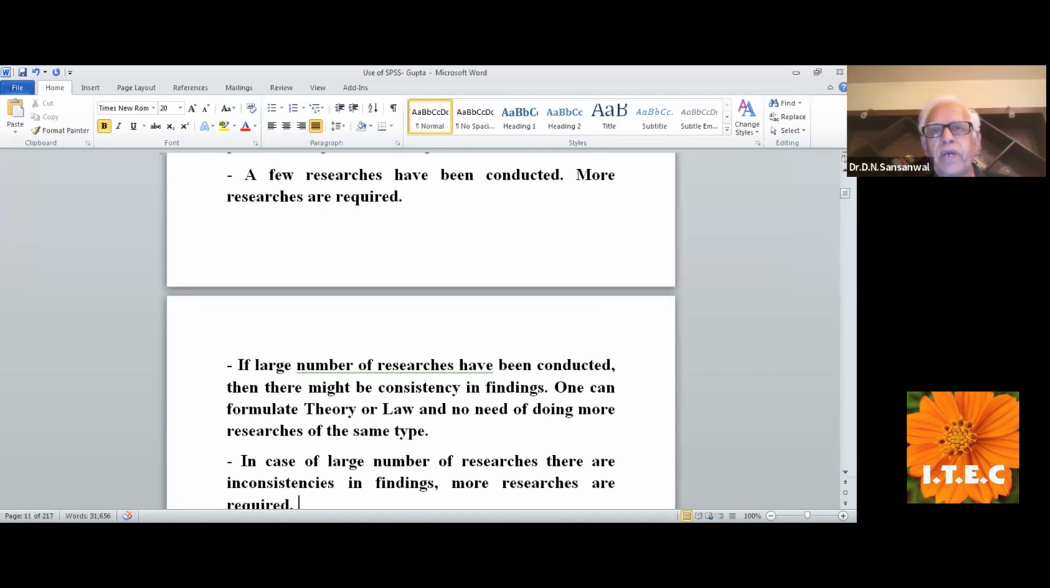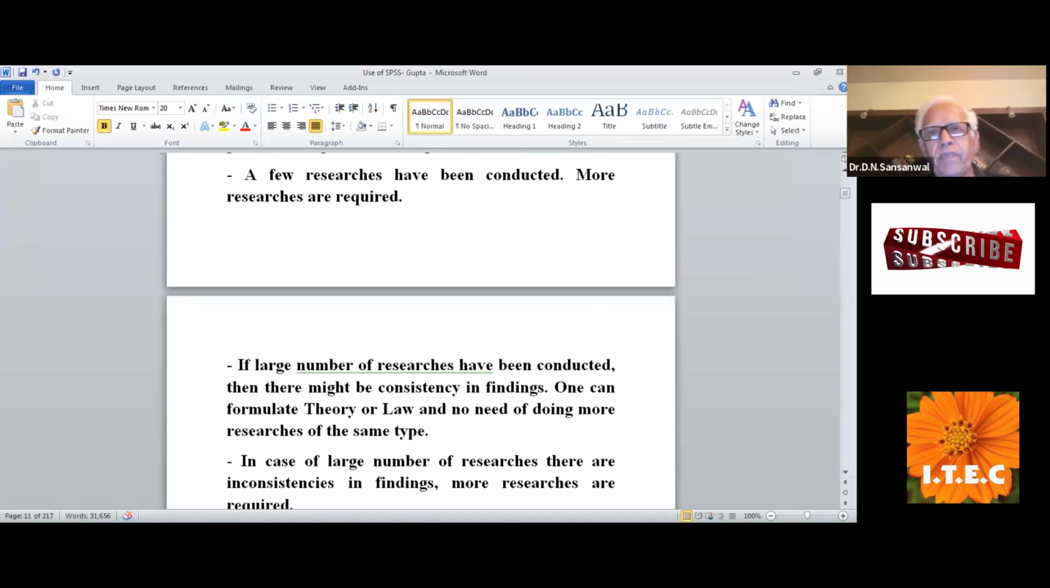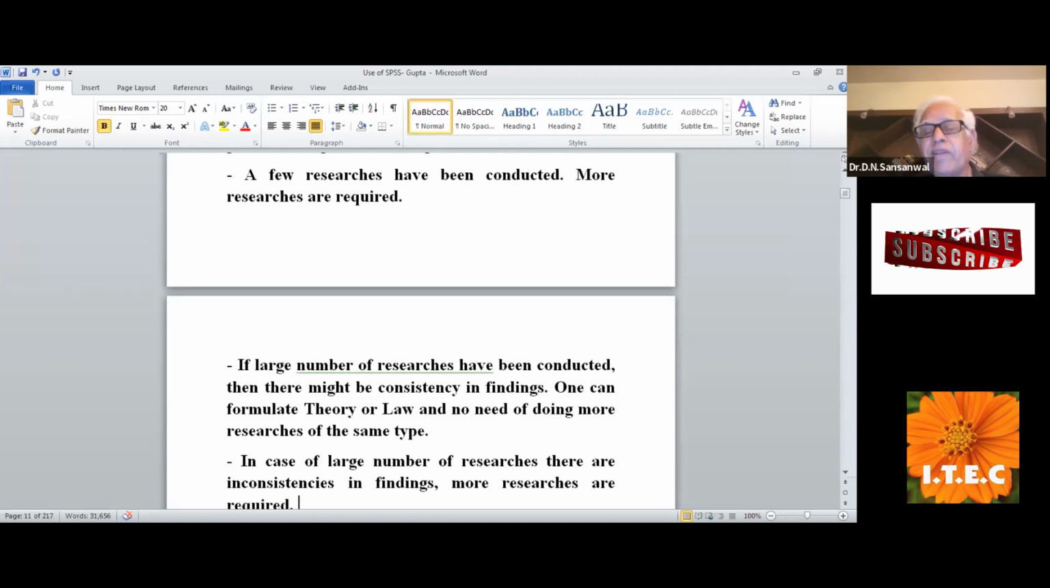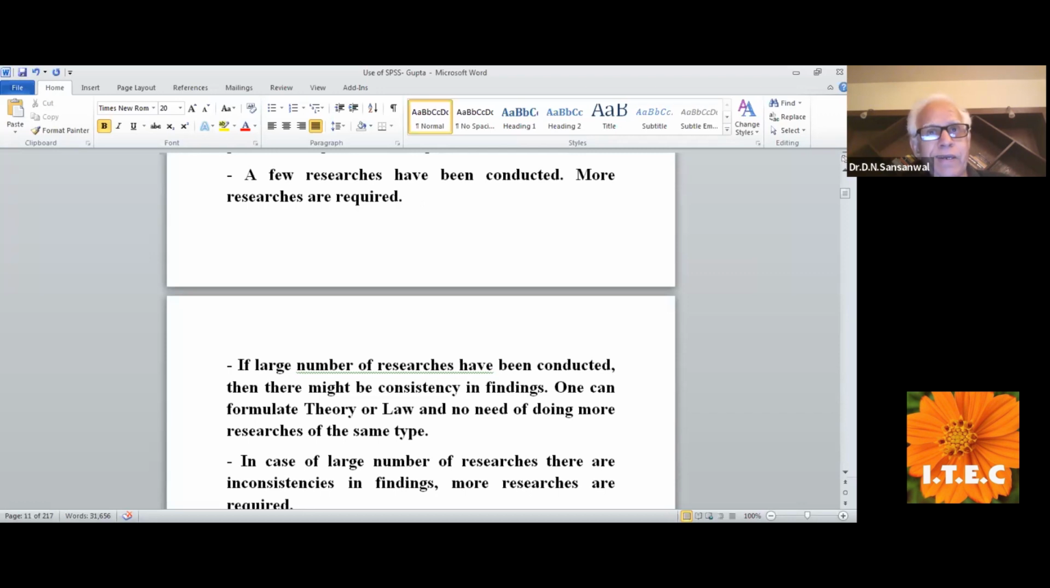Now, this is how the review of related literature will be very, very useful for selecting the problem. But how the review of related literature chapter is to be written, that I will not cover in this particular webinar. For that, there is another webinar where I will cover paper writing and thesis writing. But the review of related literature will be very, very useful in selecting the problem. And this is how I have explained it to you.